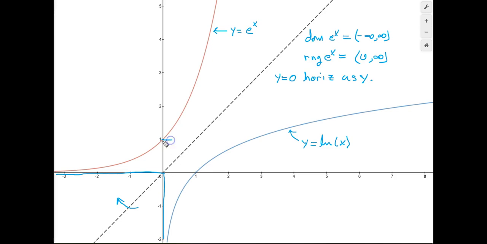And notice one other thing here. Notice that e to the x crosses the y-axis at 1. So e to the 0 equals 1. And that's because the natural logarithm crosses the x-axis at 1. So ln of 1 is equal to 0. So in other words, the point (1, 0) is on the graph of ln, and so (0, 1), which is this point right here, will be on the graph of e to the x.